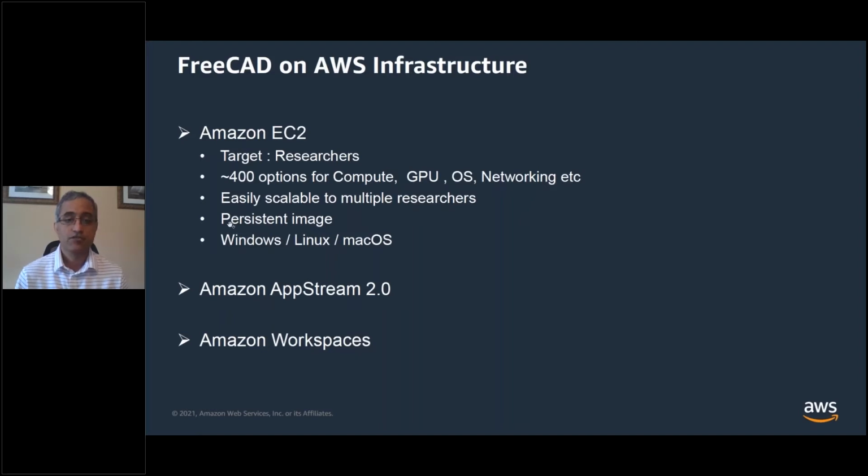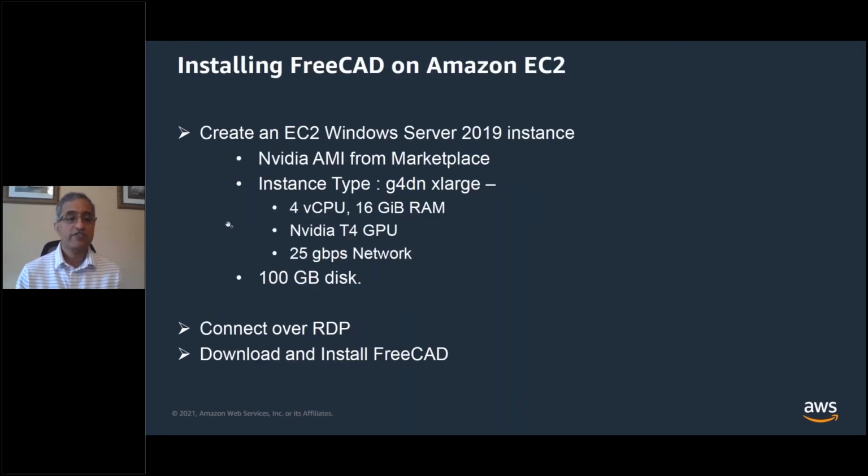Next, we will move on to a quick demo of installing FreeCAD on Amazon EC2. We will be using an EC2 Windows Server 2019 instance. The operating system and the GPU drivers are already prepackaged in the Amazon machine image that we will be using today. This image has been pre-provisioned for us and is available to us via AWS Marketplace.